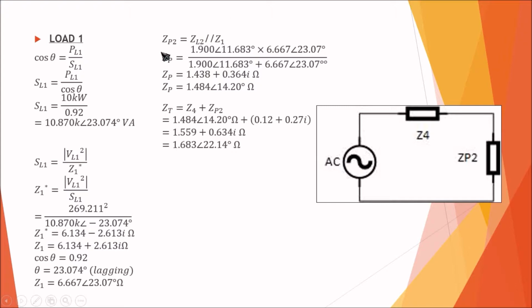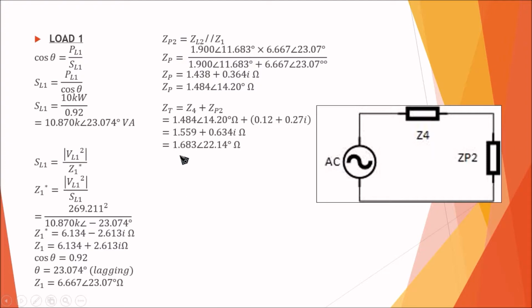Lastly, we can get ZP by paralleling the Z at line 2 and Z1, which gives our new ZP, 1.484 angle 14.20 degree ohm. Then we calculate the Z total, which is Z4 plus ZP2.